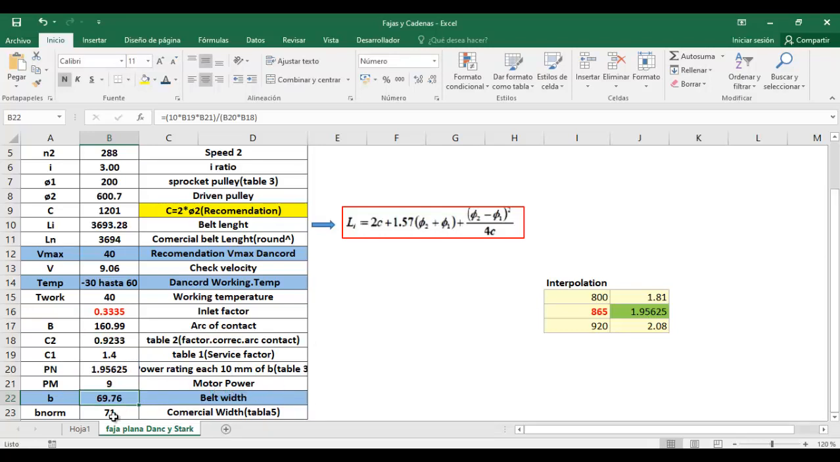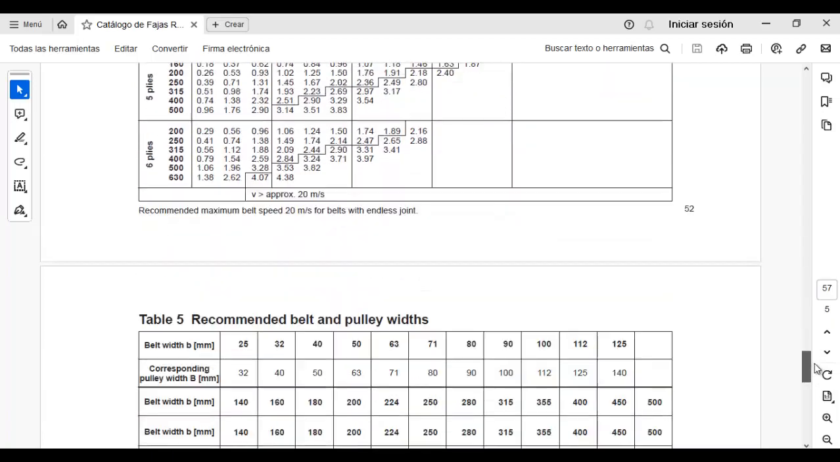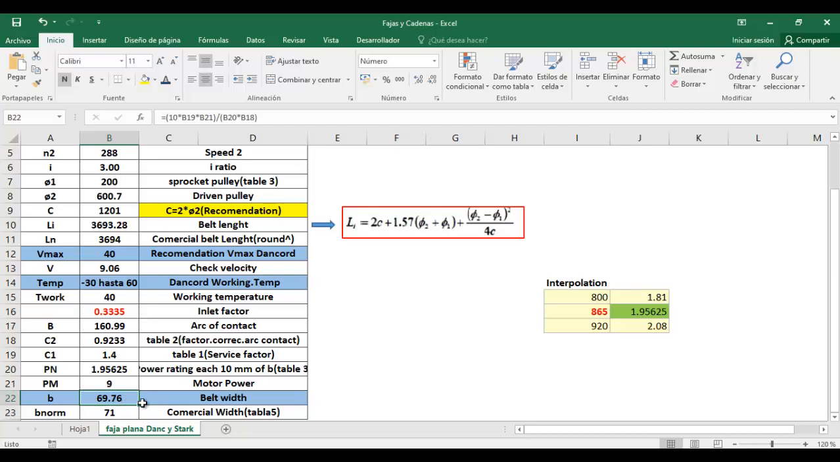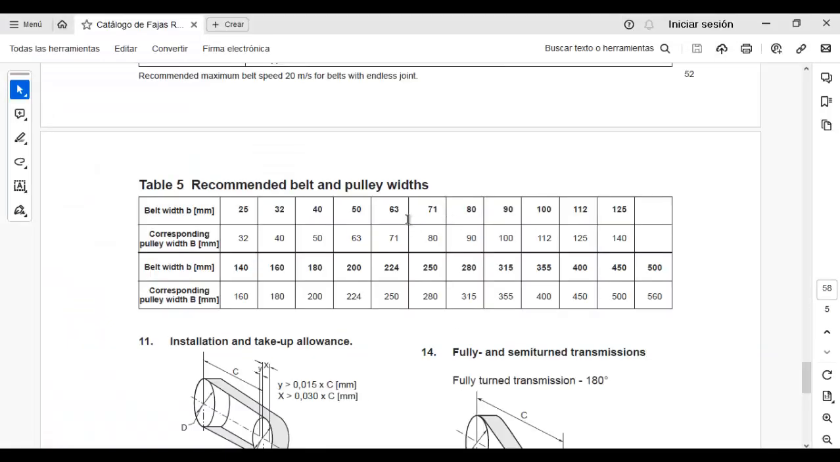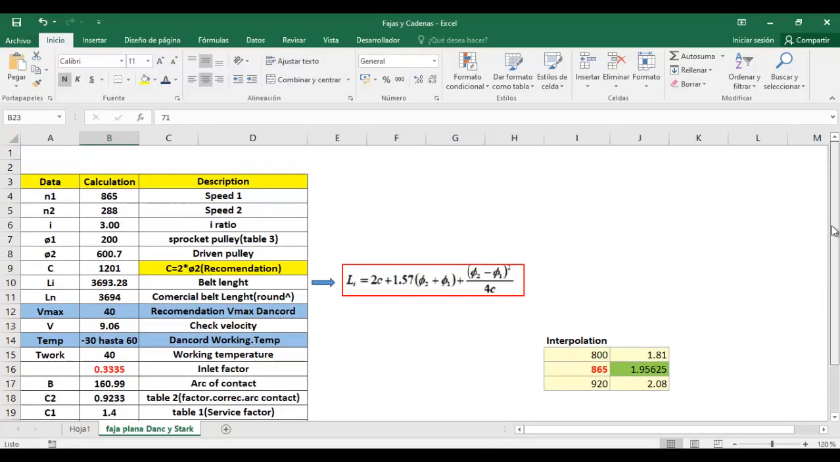And you should check if this is something commercial, so you have to write it up and check it on the table. There you have some recommendation. As you can see, we have 69 point something that we are not here. We are at the next one, 71. So that's all the calculation and equation that you need in this case.